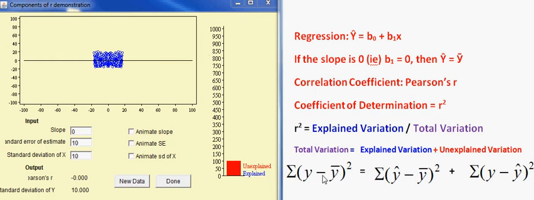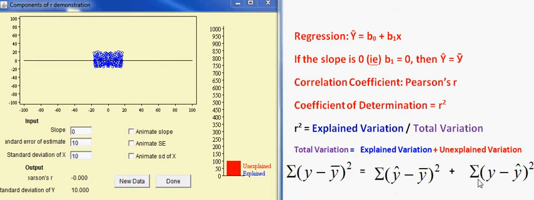So the total variation is the variation of the y values around its mean. And explained variation here is how much the fitted line, or the regression line, deviates from y bar. And the unexplained variation is the scatter, or the variation of y values around the fitted line.